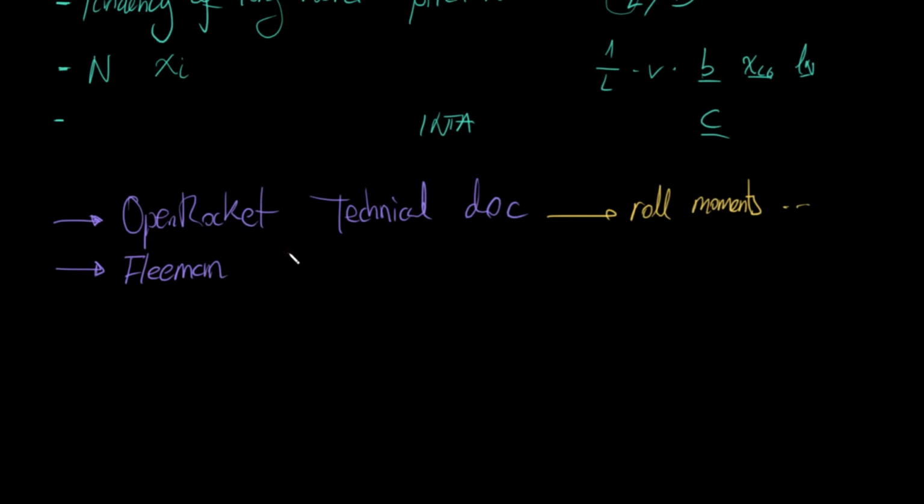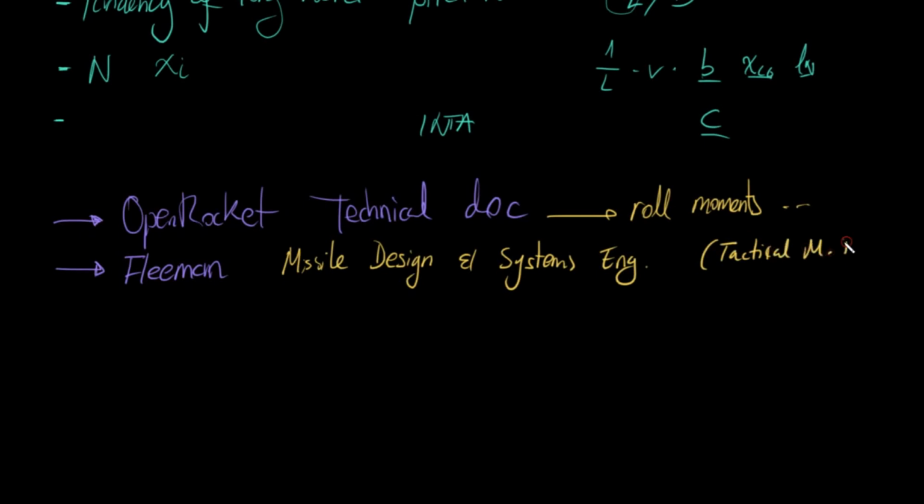Fleeman is the author. The book is Missile Design and Systems Engineering, I think. I think this is the latest version, but he has previous versions of this book, which I think is called Tactical Missile Design. So maybe this is the third or fourth version of the same book. I think this book is from like 2015, and he does a new book every 4 or 5 years. He just improves this book. The first book has maybe a couple of hundred pages. The last book is like 800 pages. It has a lot of information.